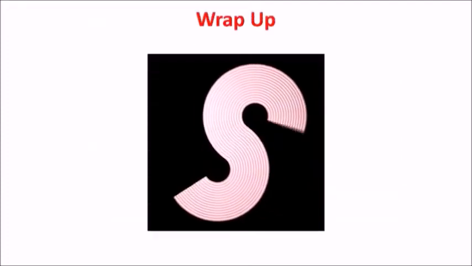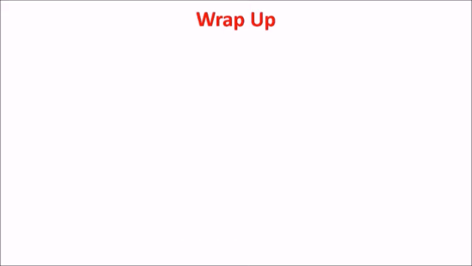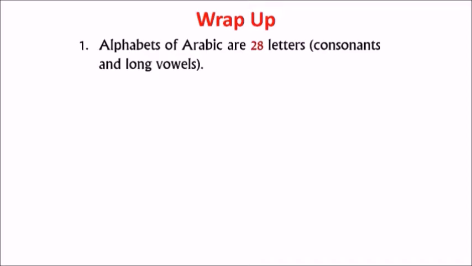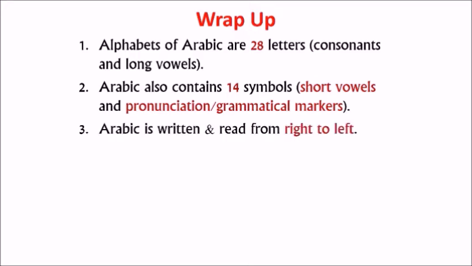Now let's wrap up what we have covered in this video. In this video we learned that: 1. The Arabic alphabet has 28 letters containing consonants and long vowels. 2. Arabic also contains 14 symbols: short vowels and pronunciation or grammatical markers. 3. Arabic is written and read from right to left.